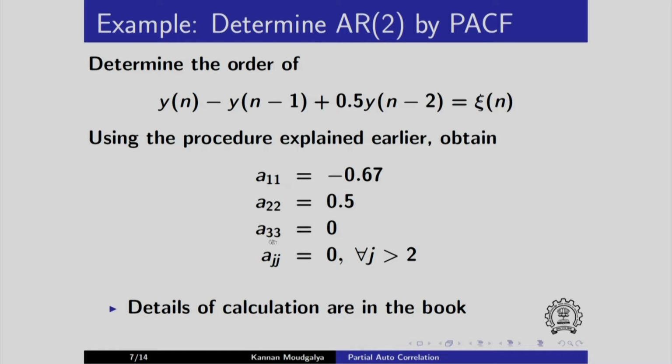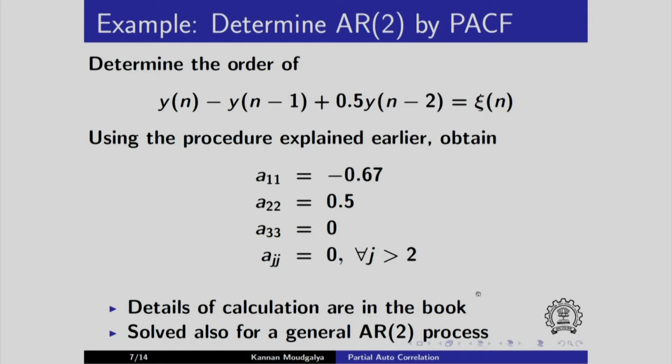In fact, for all values greater than 2, that is from 3 onwards, these coefficients will be 0, and the details of the calculation are in the book. I would urge you to work this out yourself first, and if you have difficulty, go and check the book. It is also solved for a general AR2 process in the book.